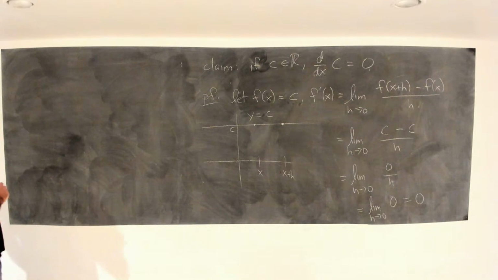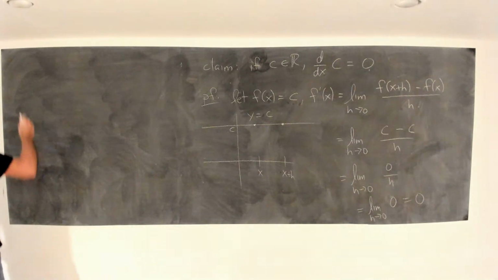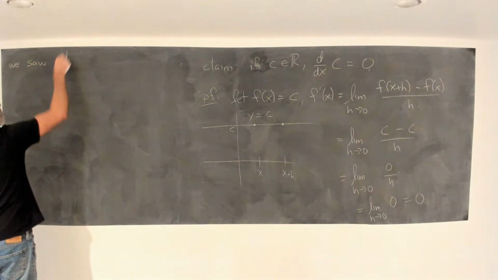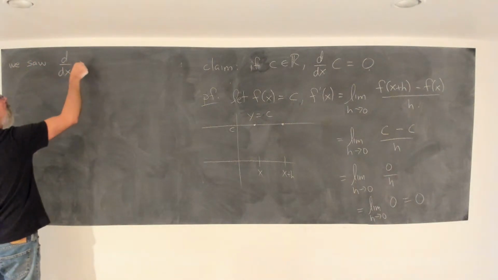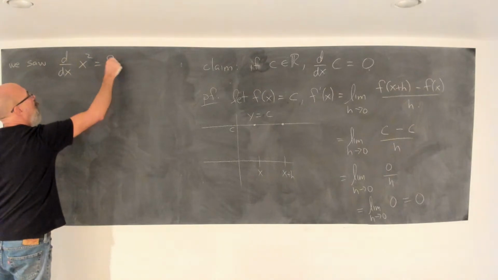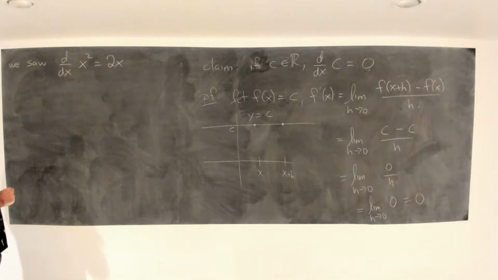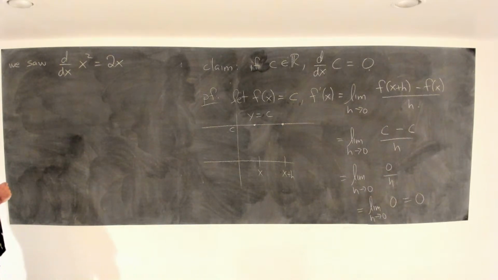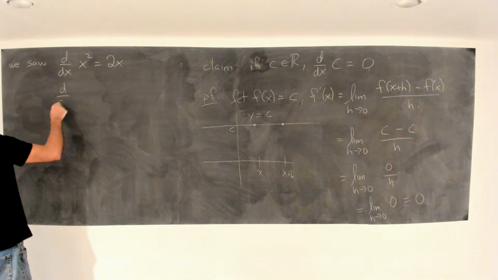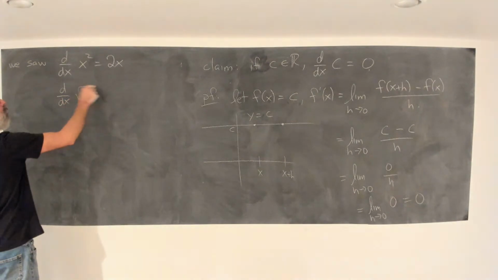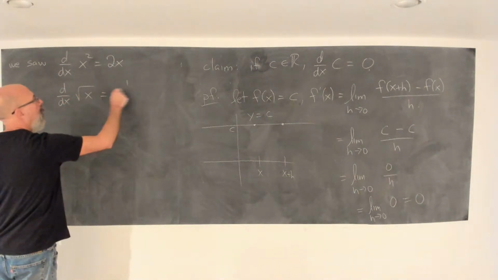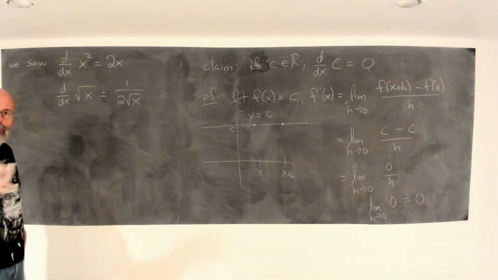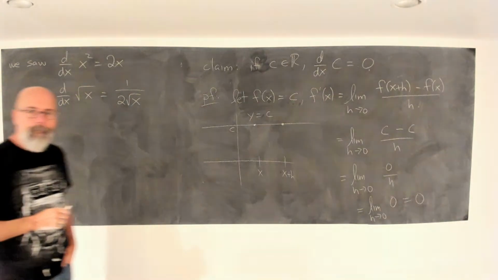What did we see? We saw a few moments ago the derivative of x squared is 2x. We saw last time the derivative of square root of x was 1 over 2 root x. Did we do this last time, square root of x? I think we did.